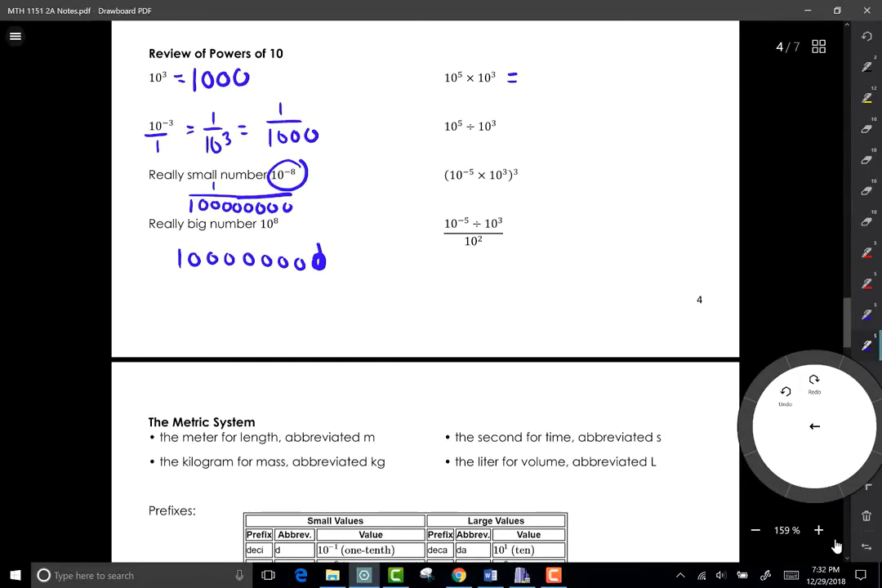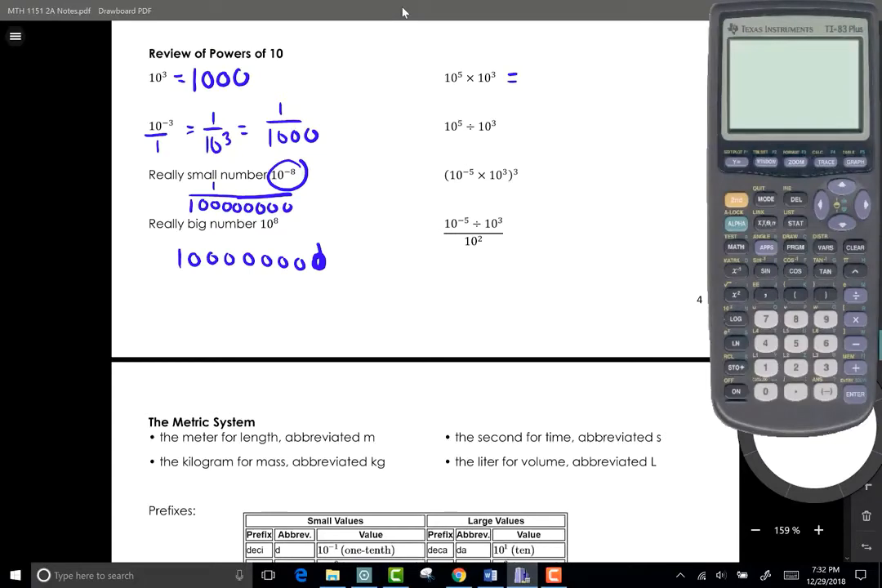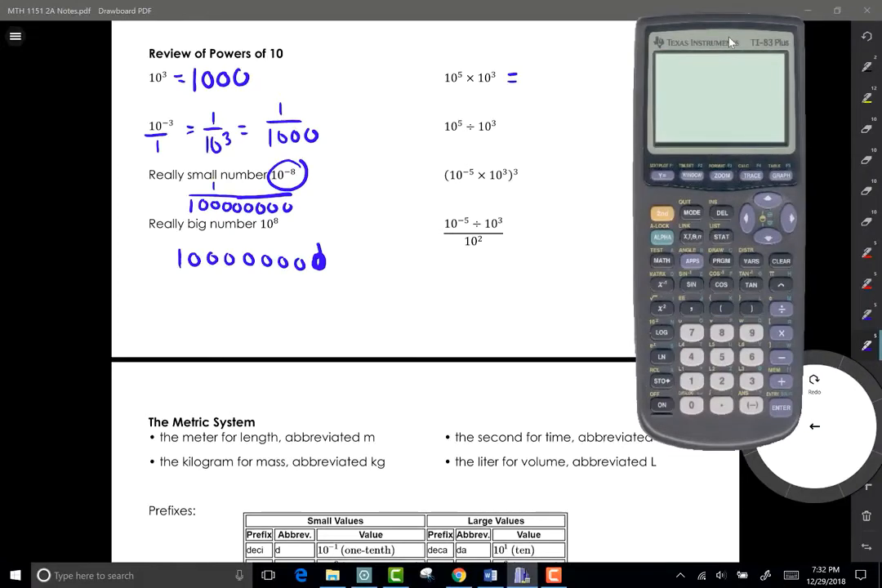Okay, when you need to do operations with powers of 10, you're just going to put it in the calculator using your exponent symbol on the calculator. So to take 10 to the 5th times 10 to the 3rd, I'm going to write 10, and then to raise it to the 5th power, I use this little arrow to the 5th, times, and then I'm going to do 10, raise it to the 3rd, and that's going to be 1 with 8 zeros.